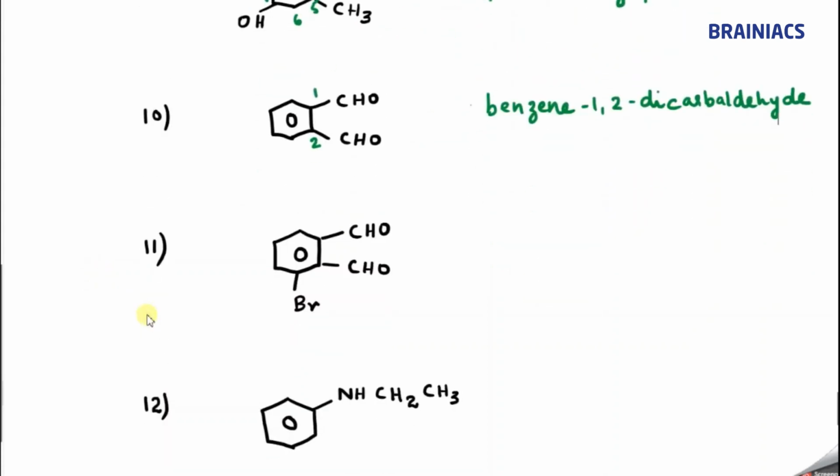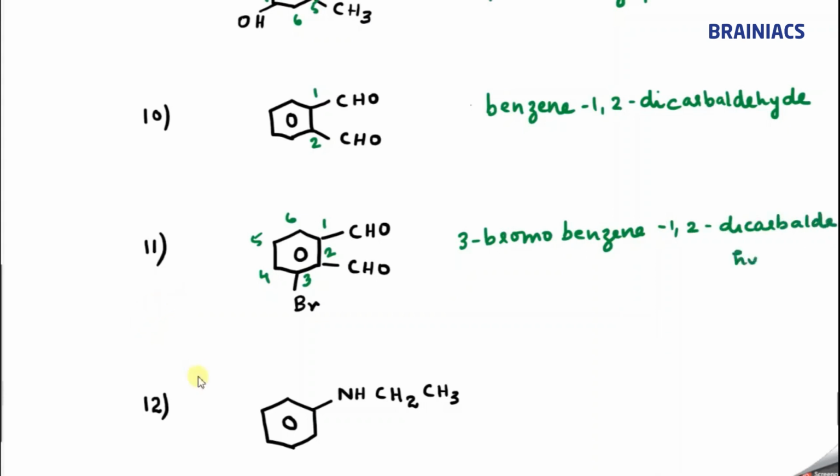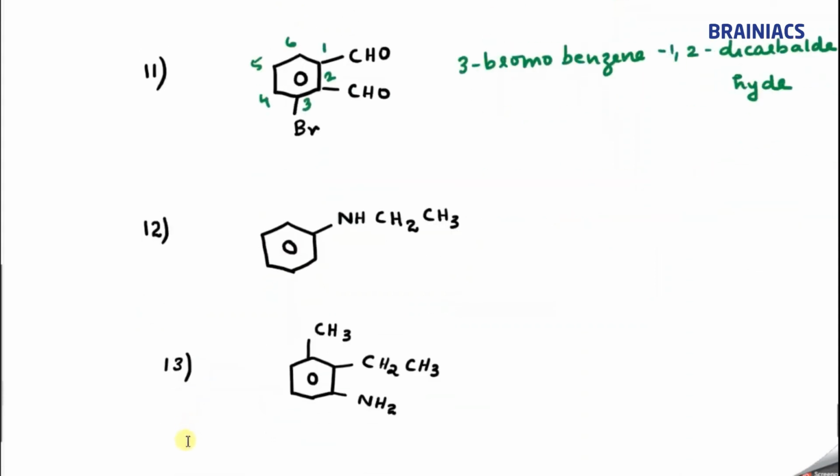So here also there are two -CHO groups. So let me start numbering. This is 1, this is 2, this is 3, because the functional group should get the lowest possible number. 4, 5, 6. So what is this? 3-bromo, correct? First the substituent. 3-bromobenzene, correct? Word root benzene-1,2-dicarbaldehyde. Clear?